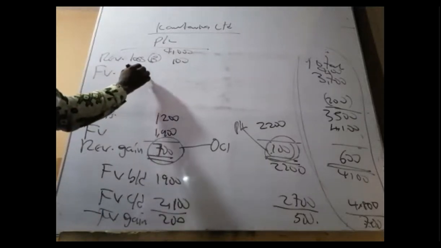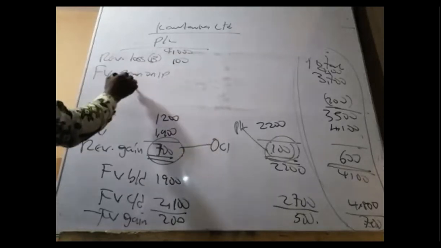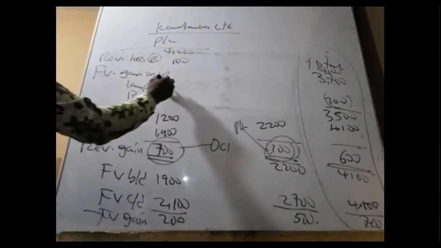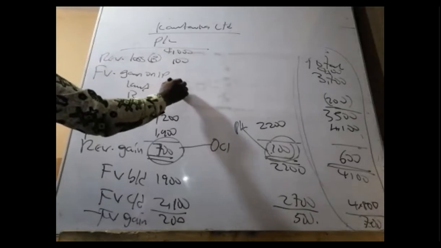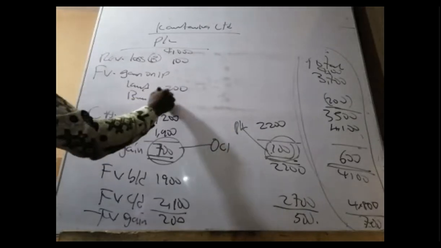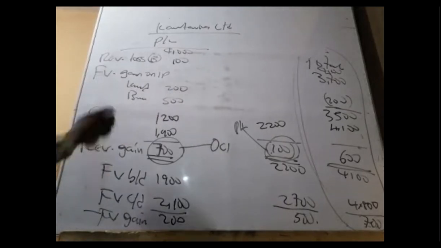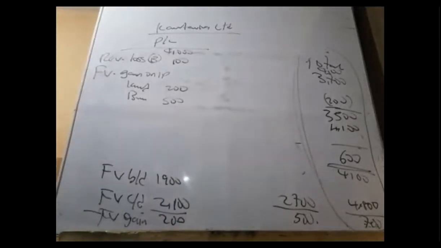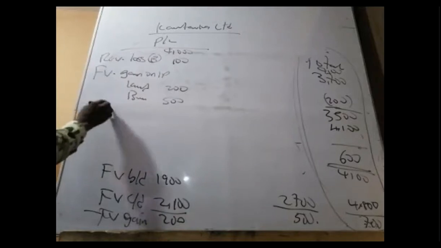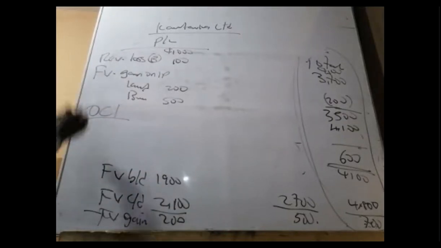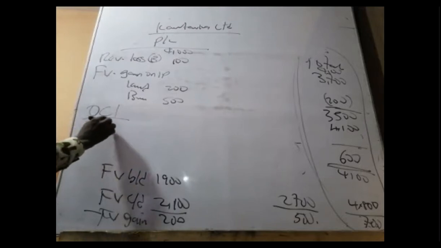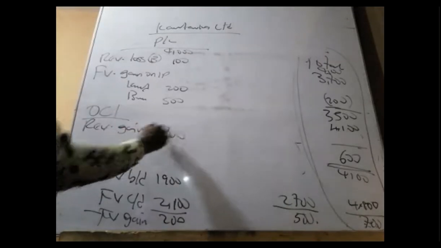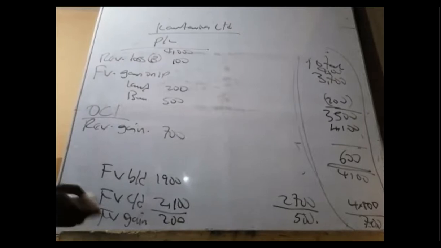So right here, fair value gain on IP. Right here land, right here building. They say that they are separate assets, do not combine them. So land happens to be 200, building happens to be 500. Good. Then we move on again. Finally to OCI. So can we record the other comprehensive income? And you record revaluation gain on the land, which was 700. Perfect. We are done. That's the end of the game.